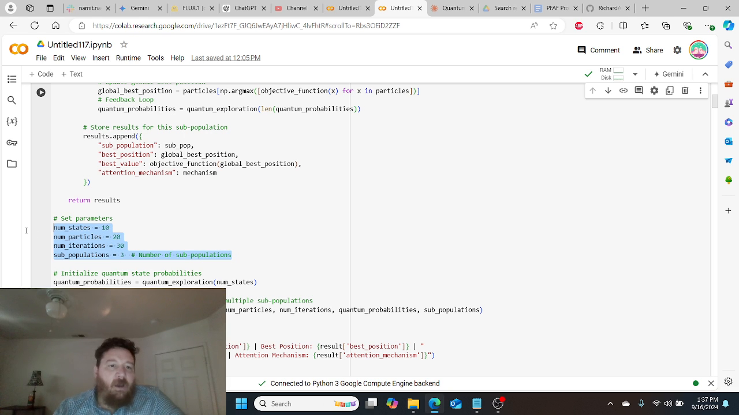So we want to do a number of states 10, number of particles 20, number of iterations 30, and subpopulations 3. The reason why I brought up multi-threading and multi-processing to start off this conversation is that those subpopulations, as well as the particles, are all utilizing multi-threading and multi-processing within this, right?